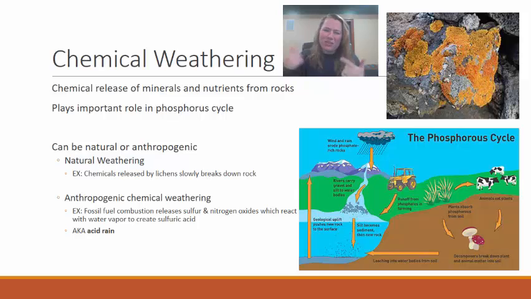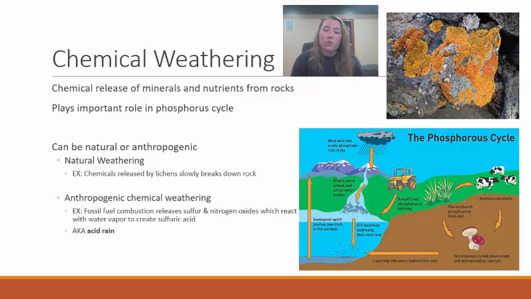Chemical weathering is a little harder to conceptualize because it's a much slower process. This is the chemical release of minerals and nutrients from the rocks, and over time they slowly wear down. The phosphorus cycle has a huge reserve of phosphorus found in rocks, and the only way to really access that phosphorus is through chemical weathering. Chemical weathering can be natural or anthropogenic, or human-caused.